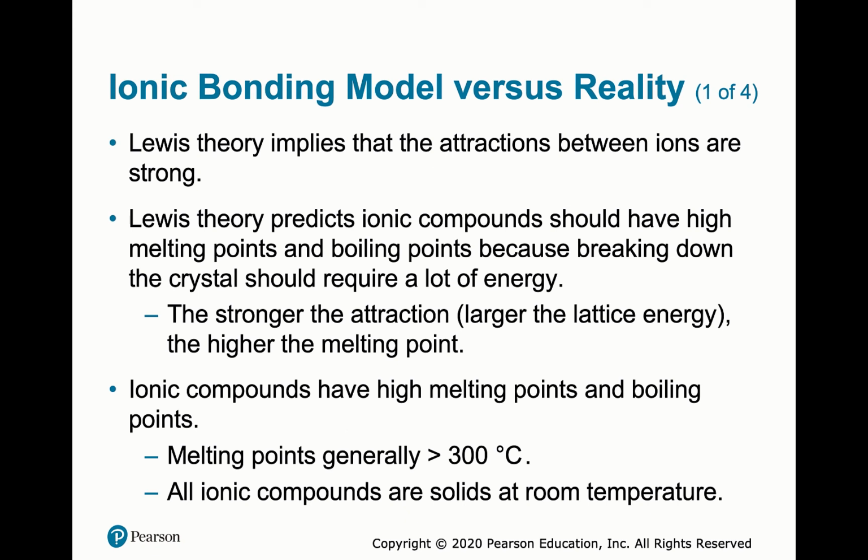The theory implies these attractions of the ions are strong, and since they're strong, that means a high melting point. In order for something to melt, so go from solid to liquid, you have to add enough energy to break the bonding between the ions. And that's predicted, and this is reality. Ionic compounds have very high melting points.